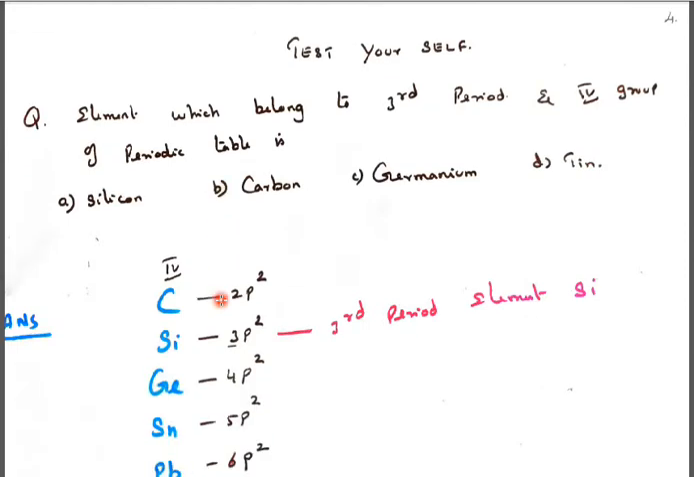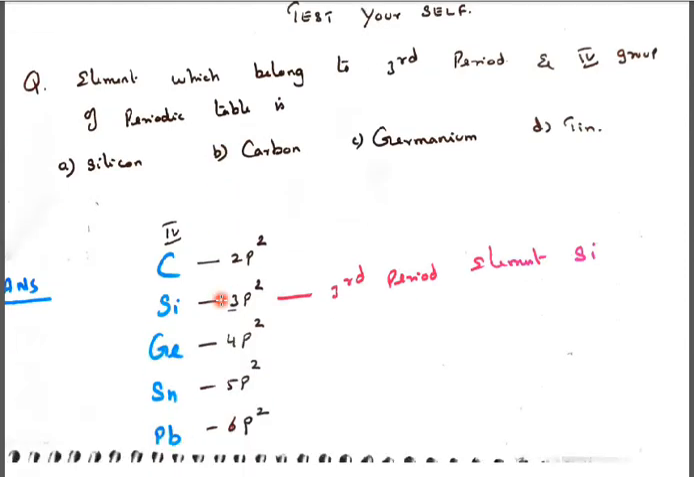I have already given a short form to learn by heart: carbon, silicon, germanium, tin, lead. So you can remember carbon, silicon, germanium, tin and lead. They belong to the 14th group, 14th column, and it is the fourth group, 4A.